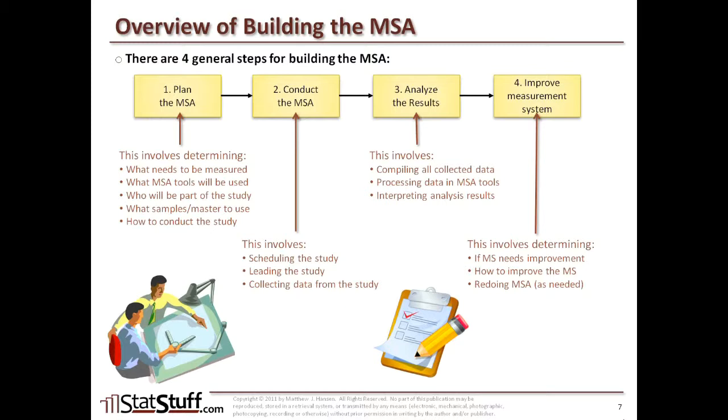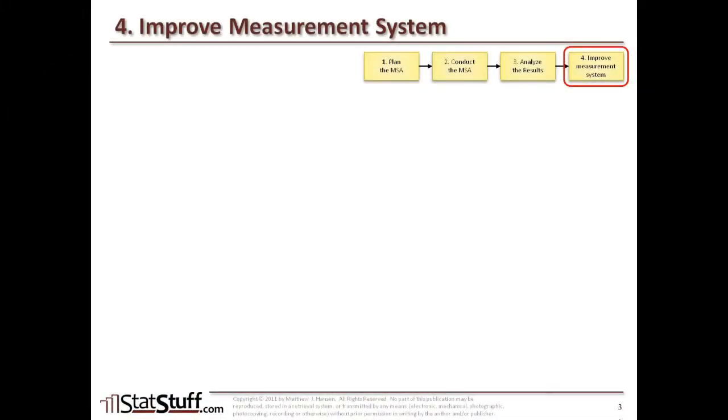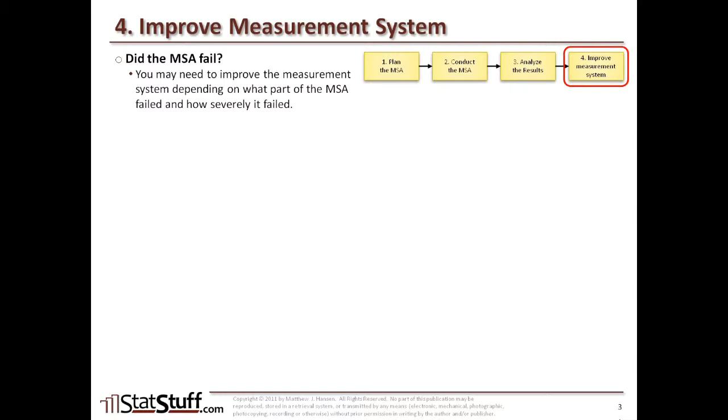And when we redo it, that's a way for us to assess whether the corrections and changes we made to the measurement system were effective enough to the point where now we can trust the results coming out of the measurement system. Now let's dig into the fourth and final step by discussing in more detail about improving the measurement system. In this fourth and last step, we want to ask ourselves, did the MSA fail? If it did fail, then we may need to go back to improve the measurement system depending on what part of the MSA had failed and how severely it had failed.